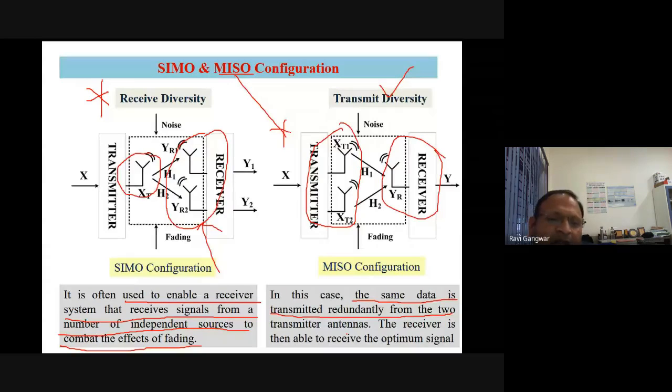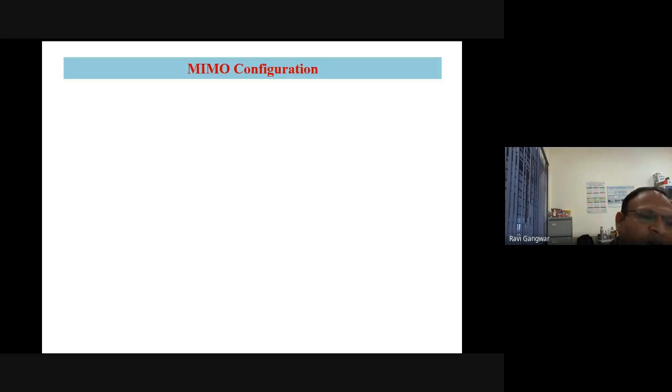So receive diversity and transmit diversity, that is the SIMO system or MISO system, both have their own advantages and disadvantages, but they do not give complete flexibility in terms of design. For example, they do not support high data rates as well as the number of users, that means the system capacity. So these systems do not fulfill our requirement for current wireless or communication systems. Then we have to move on to the MIMO configuration, multi-input, multi-output configuration.